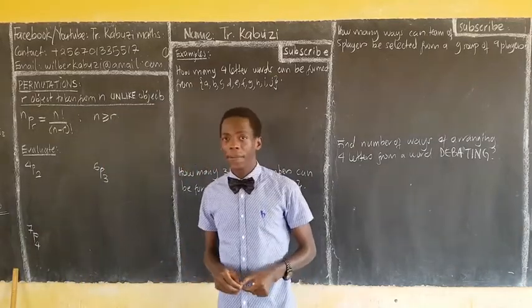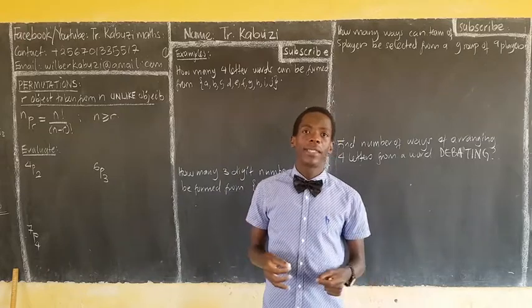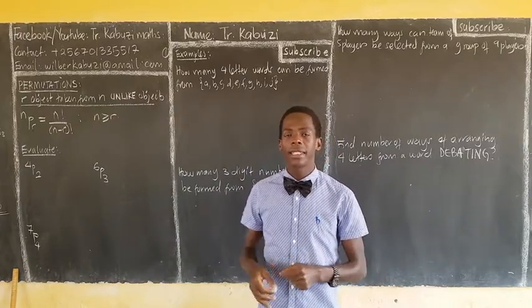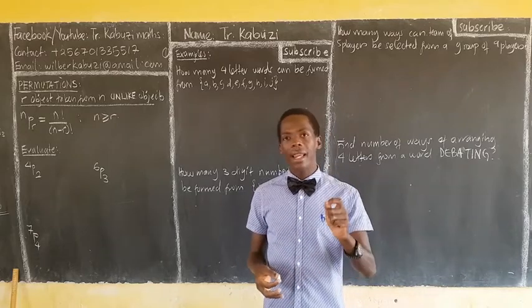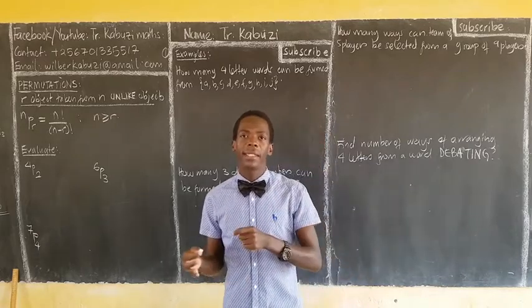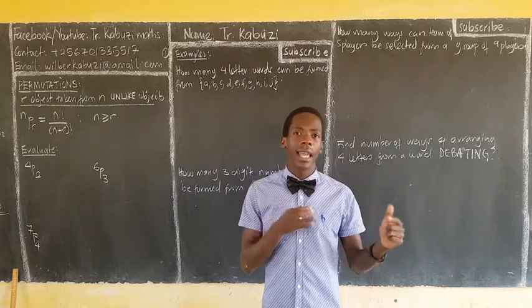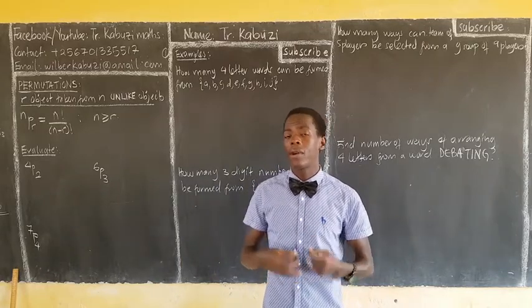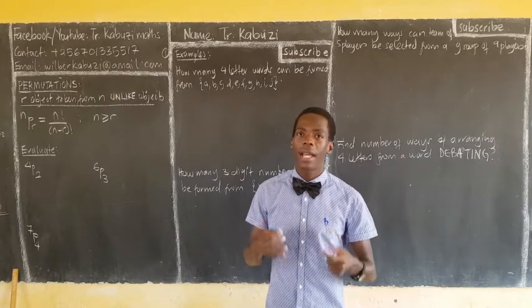Okay, so in this lesson, we are going to see how we arrange our objects from any unlike objects. Unlike means they are different. They are not similar to each other. We are going to see how you handle those permutations or those arrangements.